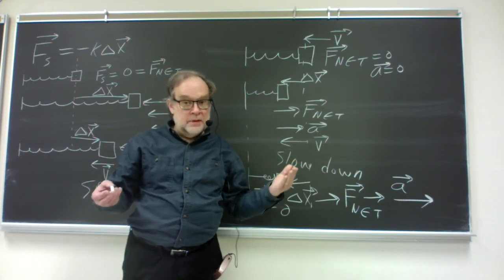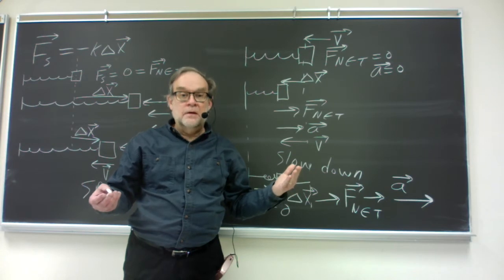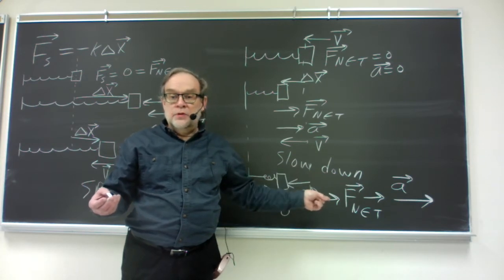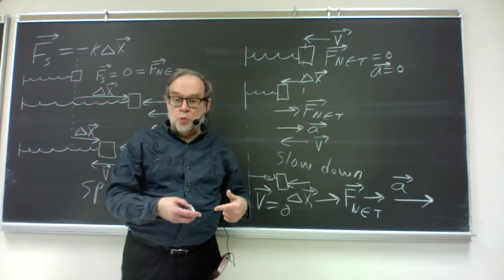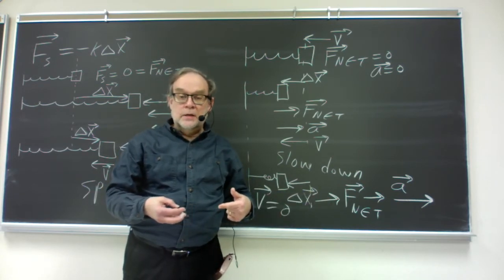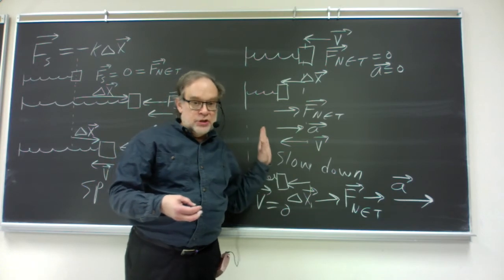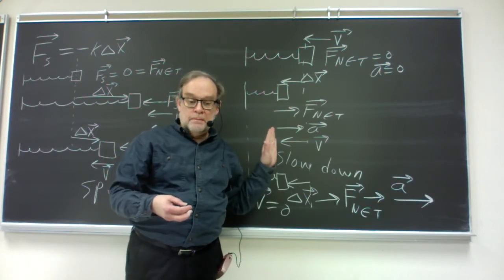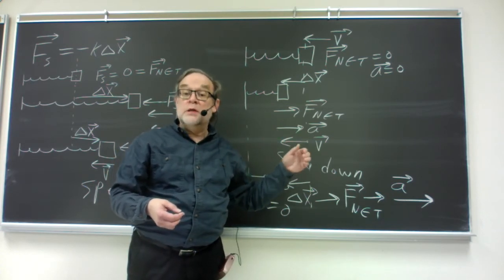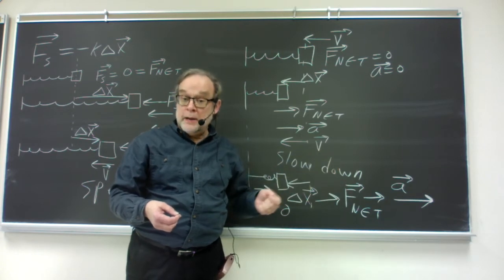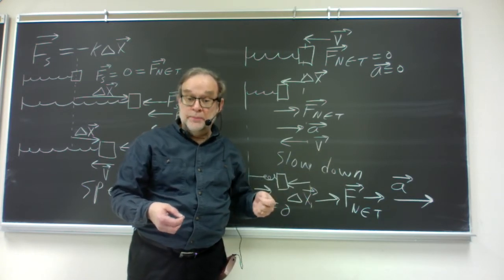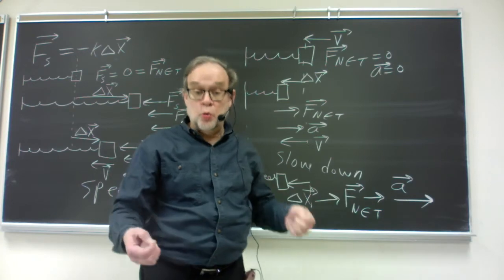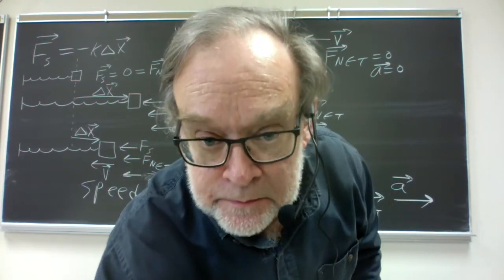Oscillation will happen because the net force on the object is always pointing back towards equilibrium. Whenever the object is displaced away from equilibrium, the net force will always be trying to pull it back towards equilibrium. The net force always points towards equilibrium.